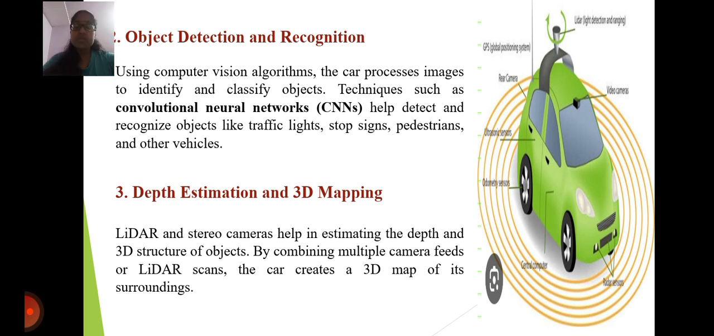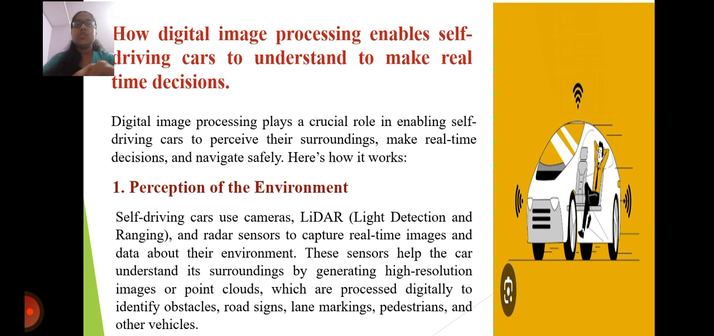This is the third thing we have learned, how digital image processing is used to understand the environment, avoid obstacles, and make real-time decisions. So we have learned how digital image processing enables the self-driving car to understand the environment, avoid obstacles, and make real-time decisions. These are the three things that come under this particular topic.